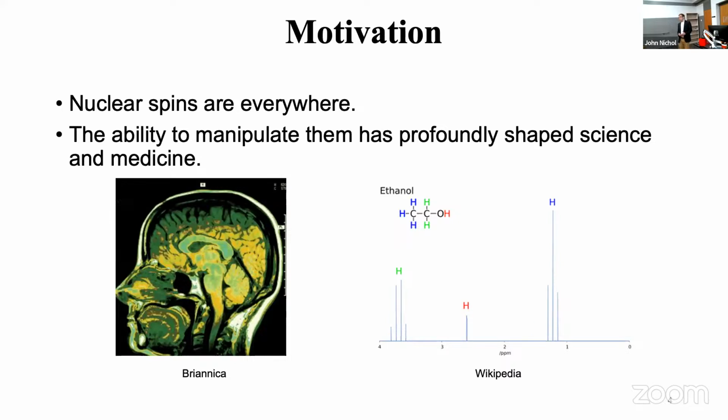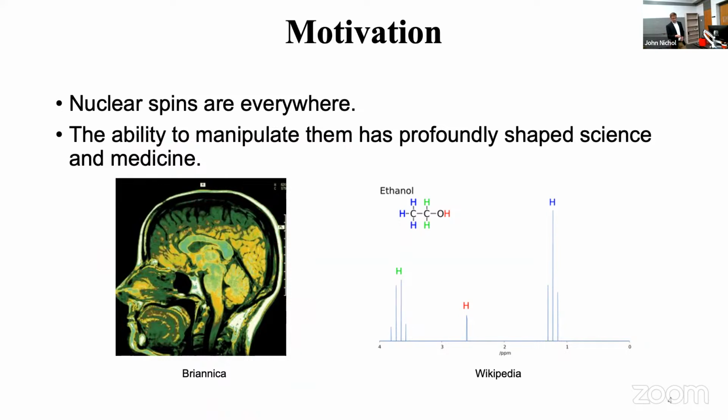Okay, so you know this, I know this, but let's just agree to be happy that nuclear spins are everywhere. Our bodies are full of 10 to the 23 nuclear spins in the form of protons. And the ability for scientists to manipulate these nuclear spins has profoundly shaped both science and medicine. In the case of medicine, magnetic resonance imaging allows us to look inside human bodies by interrogating the nuclear spins that are present in them.